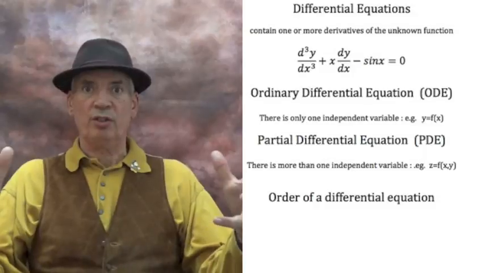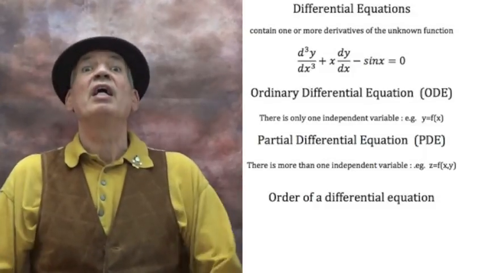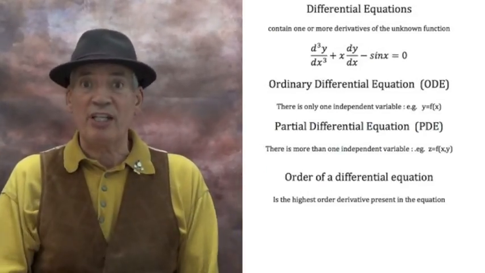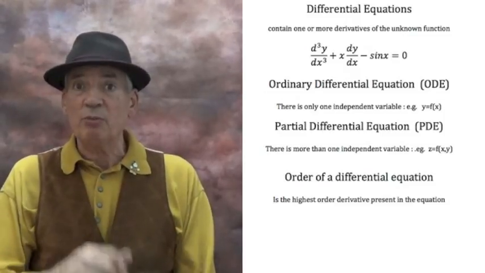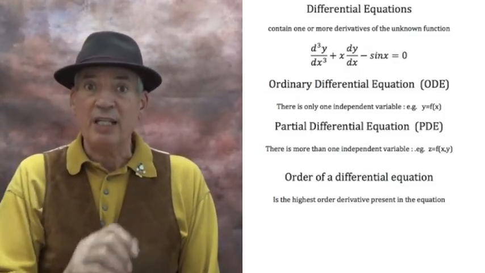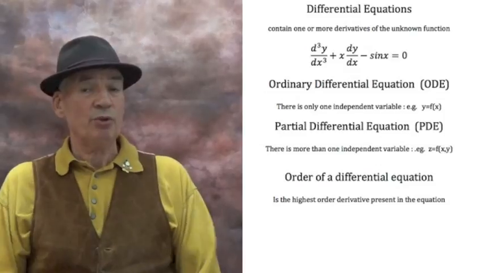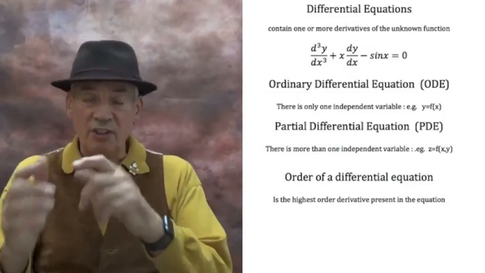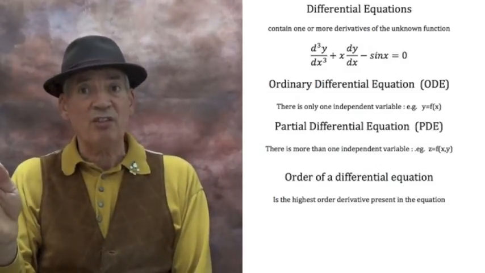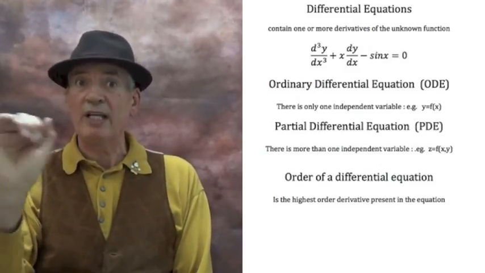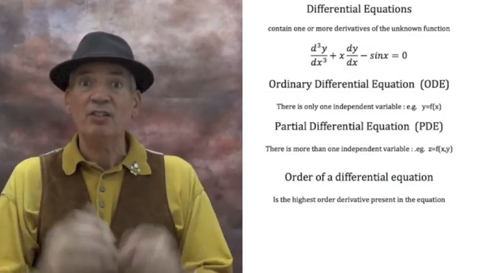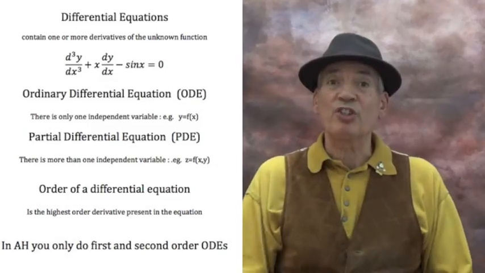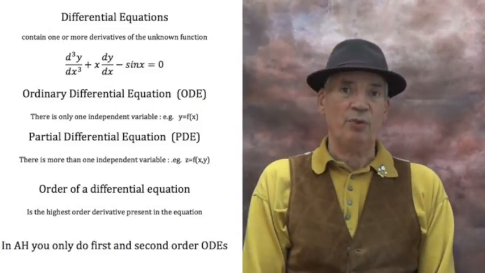The next characteristic of a differential equation is its order. The order is the highest derivative that's present in it. So in that first example, that was a differential equation of order 3, because the third derivative was there. Notice all the rest don't need to be there, but the third one was there and the first one was there. The actual function itself wasn't present in its own right, but that doesn't matter. It's still a differential equation. Now, in the Advanced Higher, you only do first and second order differential equations.